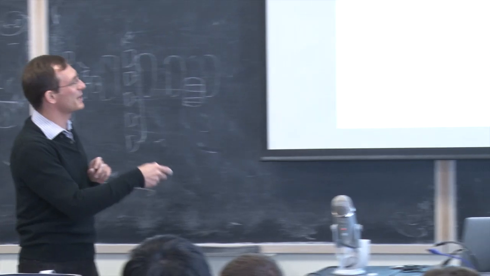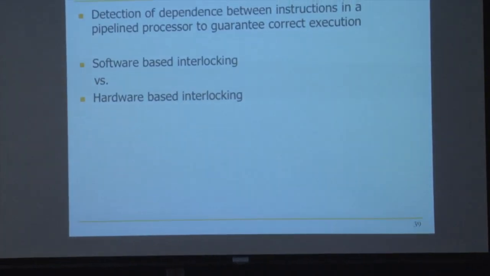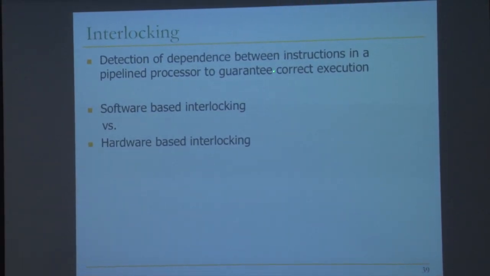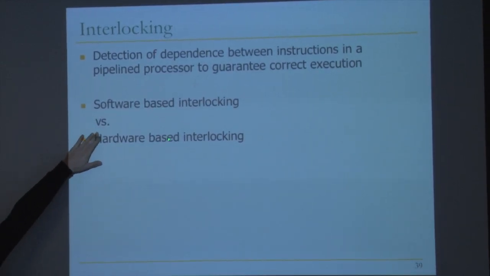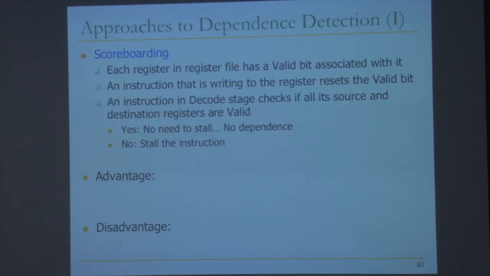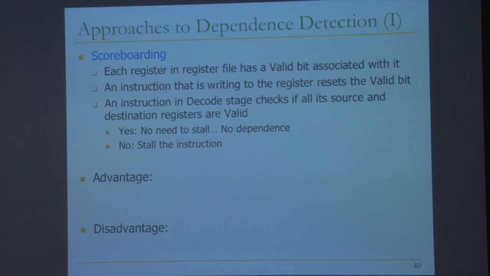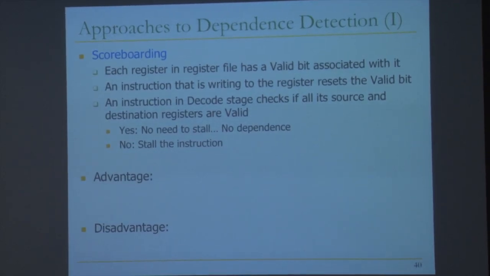So let's go back to some of these concepts before we talk more about these later on. Interlocking, I already told you, is the detection of dependence between instructions in the pipelined processor to guarantee correct execution. And we talked about software versus hardware-based interlocking. So I'll go through this quickly. And I guess we've talked about the MIPS acronym, so you now know what it stands for. So how do you actually detect this dependence? Let me go into the hardware details a little bit, but I'll try to go quickly.